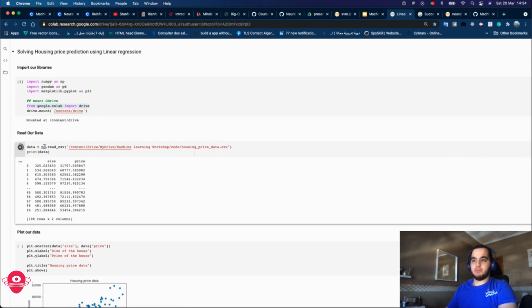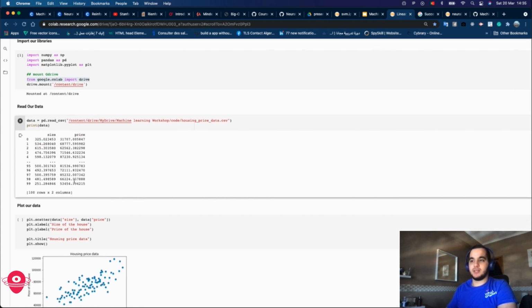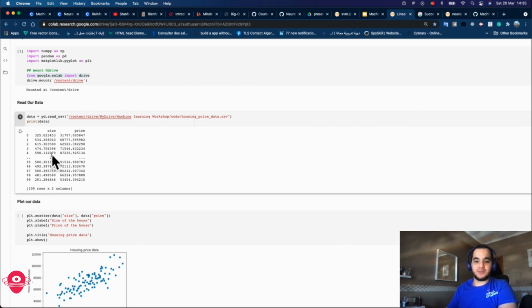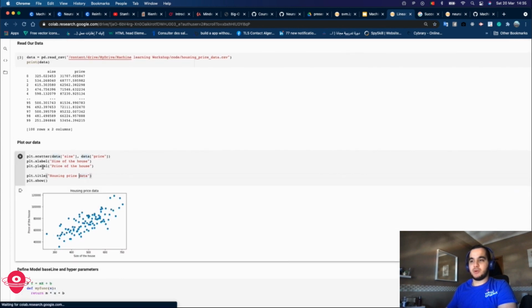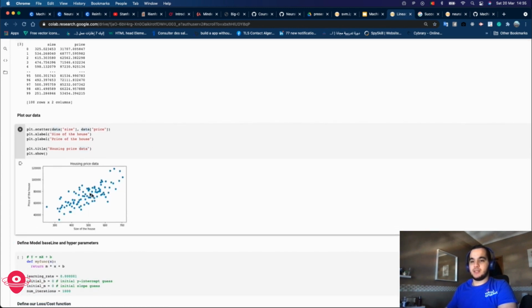We call pandas.read_csv because our data is in CSV format, and we're going to read the housing price CSV file. And once we print it, this is how it looks. We have X as the size of the house, and Y as the price of the house. Our goal is to figure out the pattern between the two. When we plot our data, it looks something like this: X giving the Y, and the goal is to build a model that's going to fit the data here.